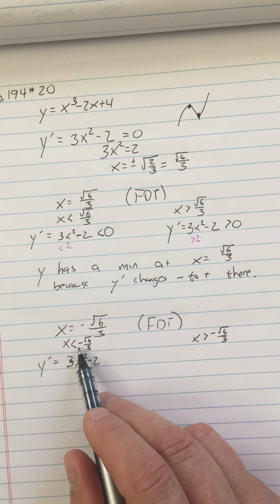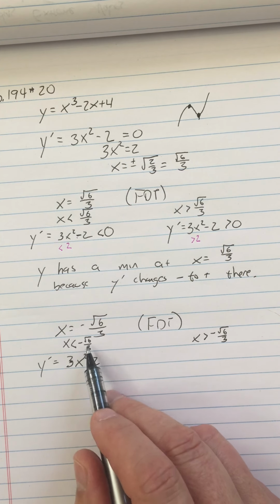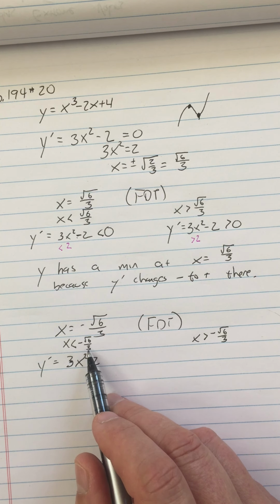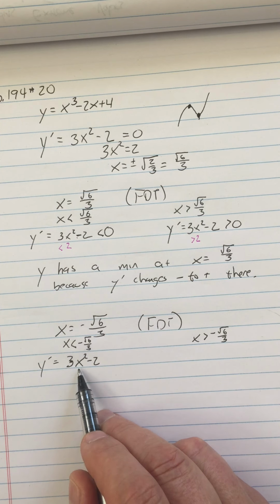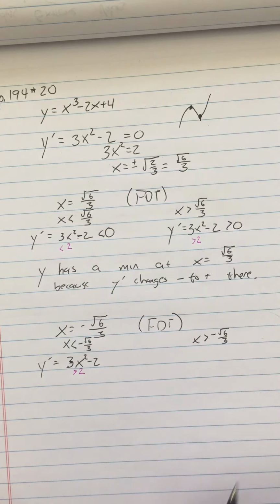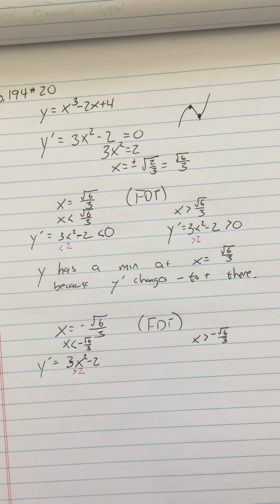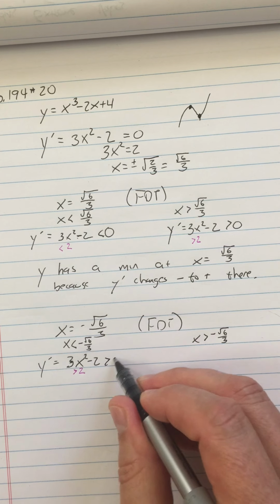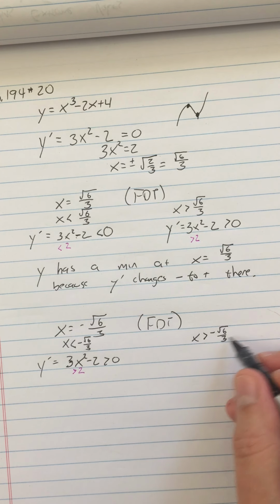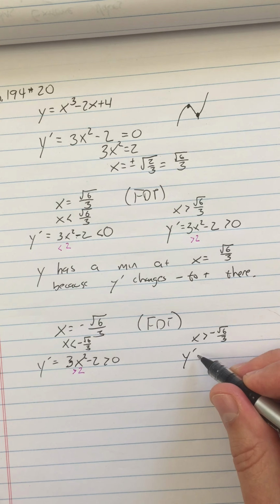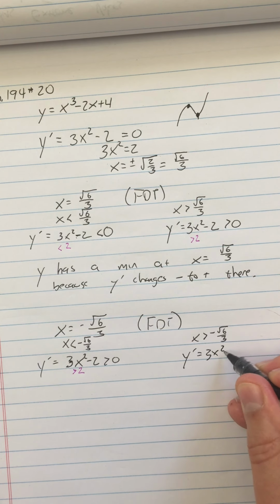If x is less than negative square root 6 over 3, I'm going to have a number whose absolute value is slightly more than square root 6 over 3. So when I square it and multiply by 3, I'm actually going to get a number that's slightly larger than 2. So you have to kind of think about it that way. Then if I have a number that's larger than 2 and I subtract 2, I'm going to get a positive number.